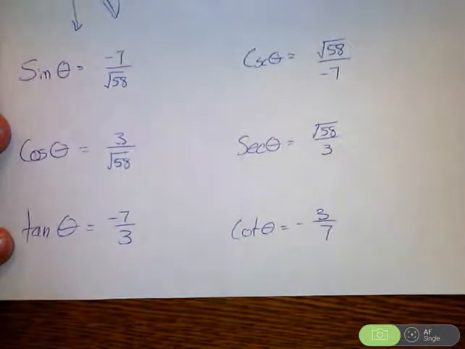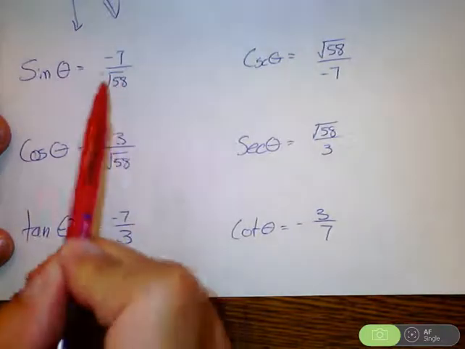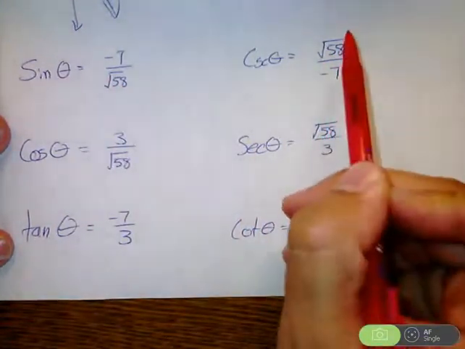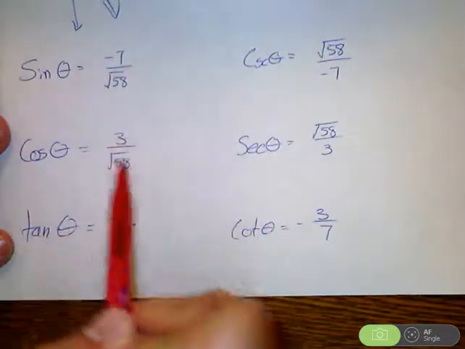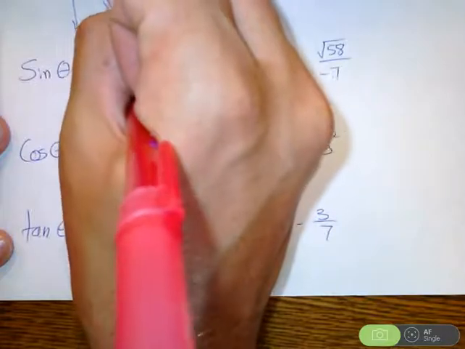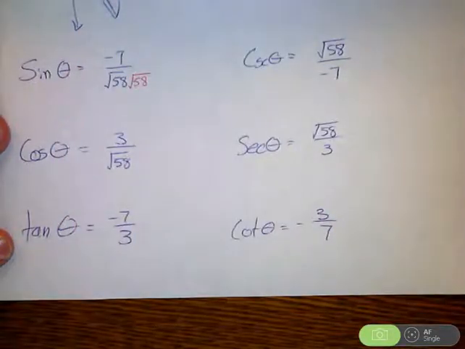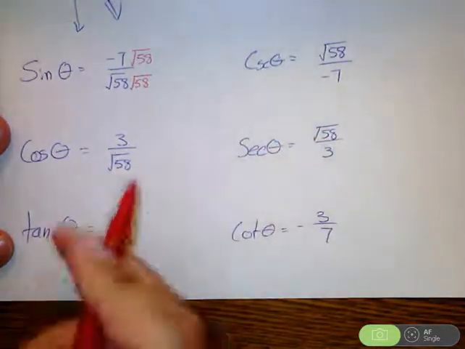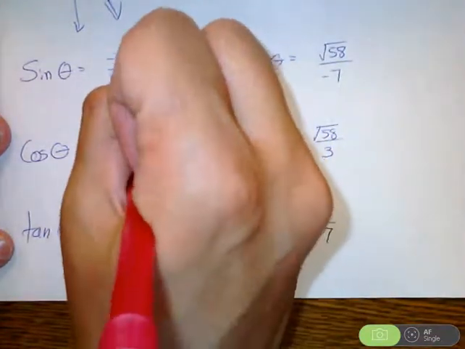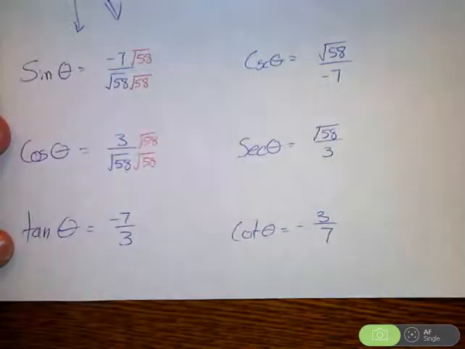But before I say I'm done, I want to make sure: is there any reducing or rationalizing? So I see we have some square roots here. We're allowed to have a square root in the numerator at the top, but we cannot have one in the denominator. So we have to rationalize the denominator. In order to do that, we multiply this by the square root of 58 on top and bottom. We have to do it on this one as well: multiply the top and bottom by that square root of 58.